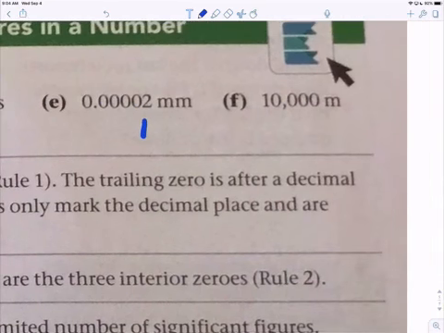And 10,000 meters, this is ambiguous. This is 1, but this is kind of an unknown. You should treat it like it has 1 sig fig. So, questions so far?